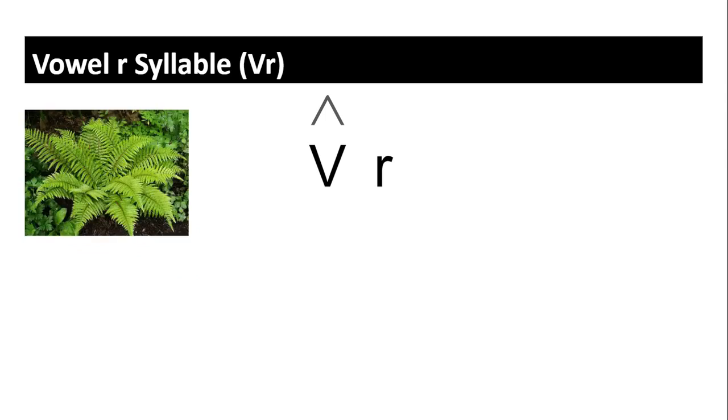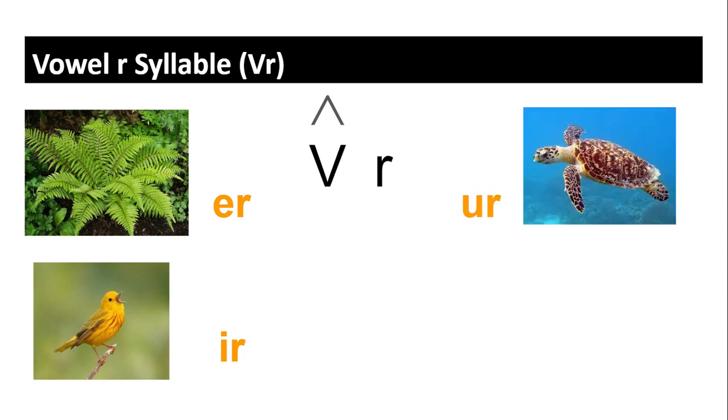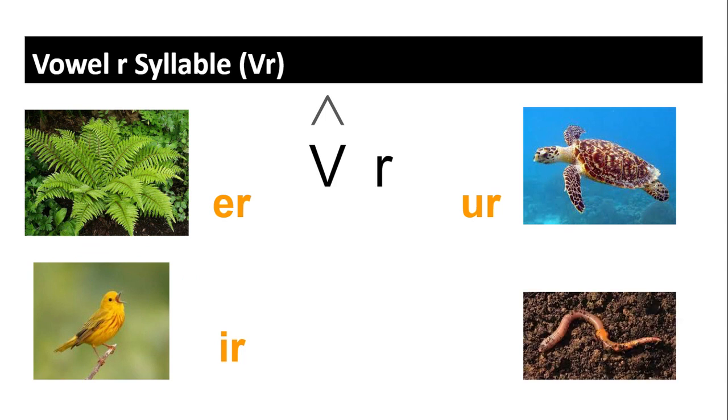The vowel will make an unexpected sound. It won't be long or short. It will make a new sound. For example, in the word fern, the ER is saying er. The E doesn't say its short or long sound. We also hear the er sound in the word bird, which will be spelled with an IR. We hear the er sound in the word turtle, which will be spelled with a UR. And we hear the er sound in the word worm, which will be spelled with an OR if it is following a W.